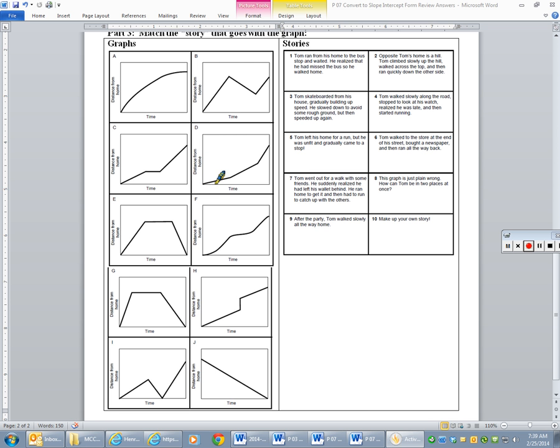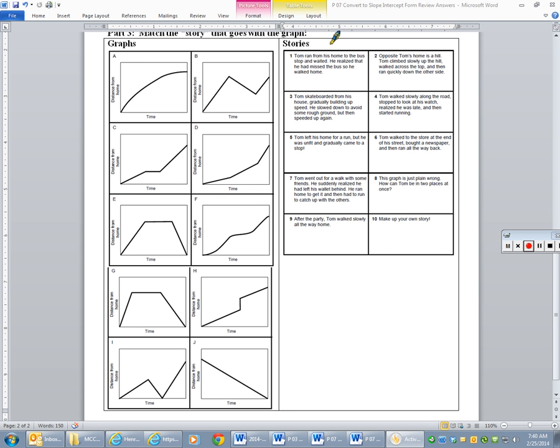So his distance from home is going to be kind of slow at first because he's walking up the hill, and then his distance from home is going to increase a little more because he's walking across the hill, and then whenever he runs down the other side of the hill, his distance is going to increase at a faster rate. So that's why it's that particular graph.